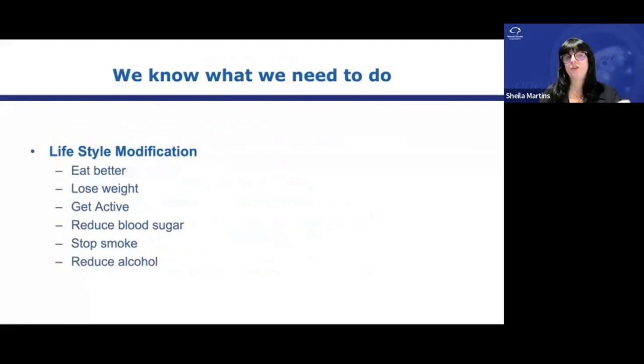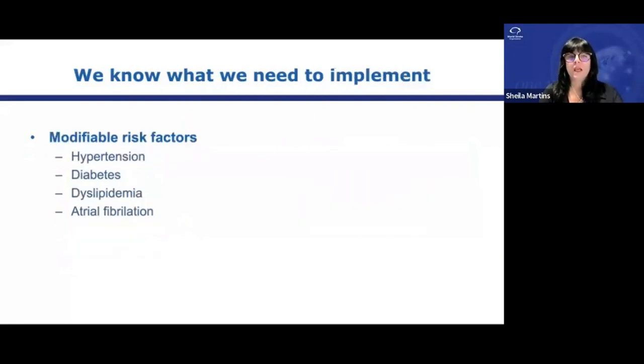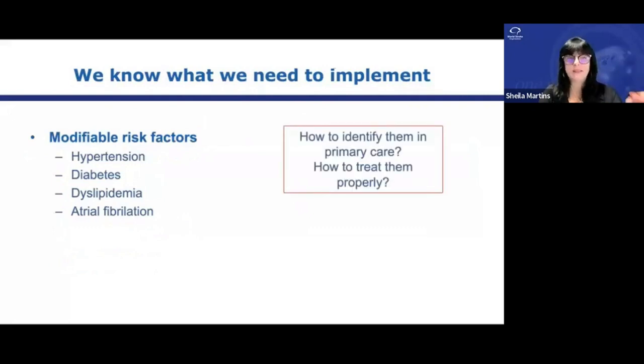We know what we need to do. Eat better, lose weight, get active, reduce blood sugar, stop smoking, reduce alcohol. But how to implement, how to stimulate people to modify their lifestyle? And we know that we need to identify and treat the comorbidities, but how to identify them in primary care and how to treat them properly?